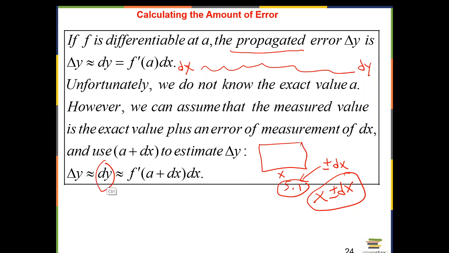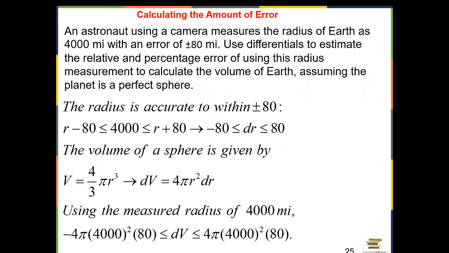Approximately, dy would be f prime at a times dx, right? So we can find the output error based on the input error. Now notice we cannot find this exactly. Why? Because we don't know what the exact value is, right? So we're going to find that instead.